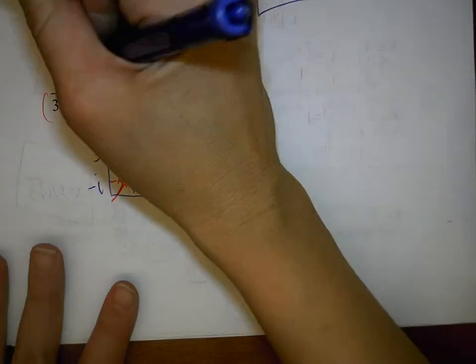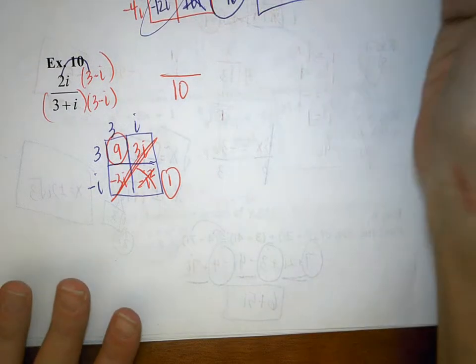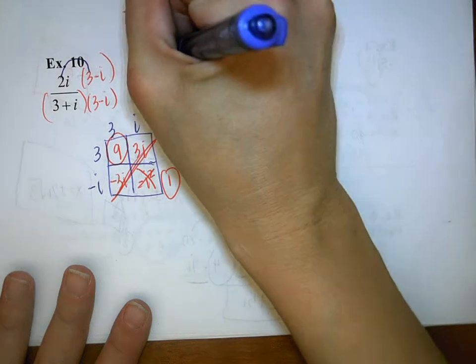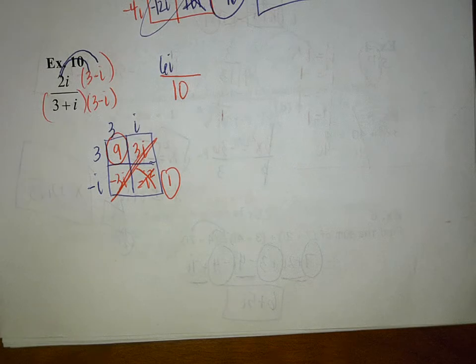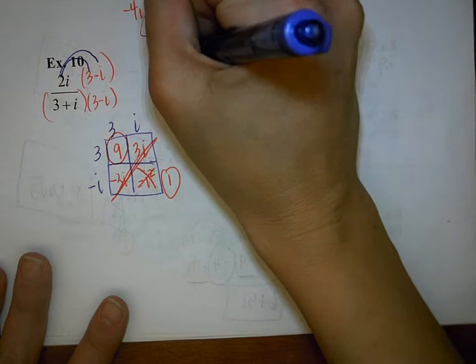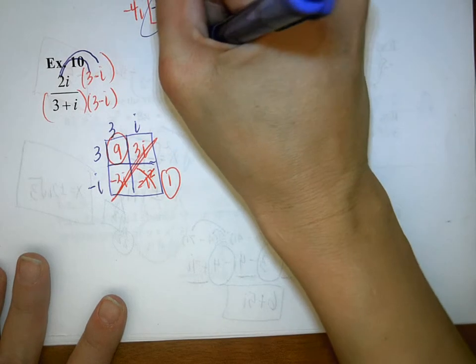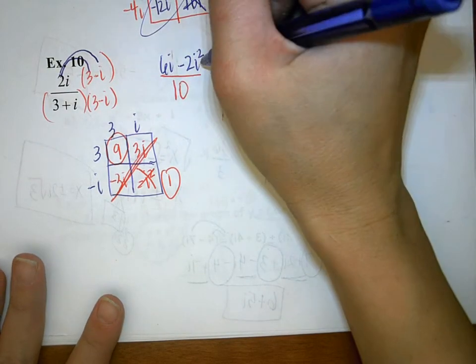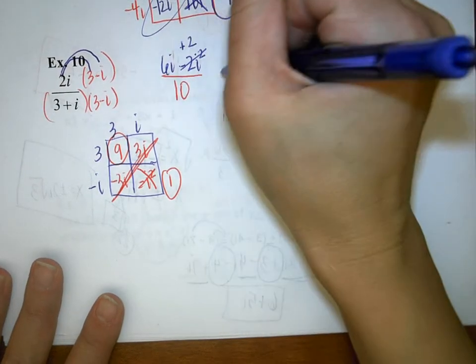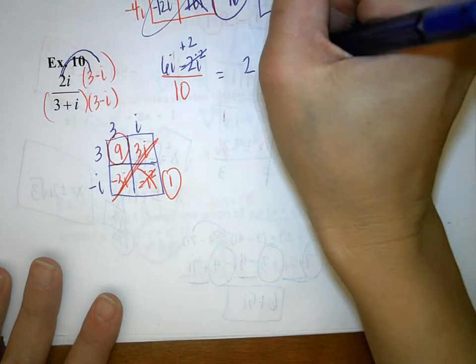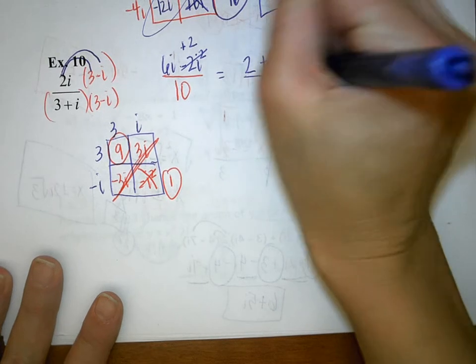On the top, what am I going to do? Distribute. 2i times 3 is 6i. 2i times negative i is negative 2i squared, right? But then that will end up making a positive 2. So we'll write that as 2 plus 6i all over 10.